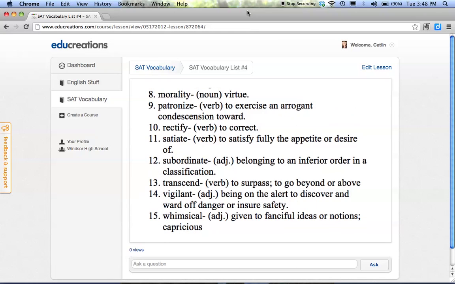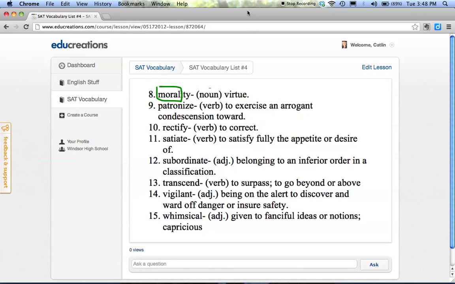Number 8 is morality, and a person's morality is their virtue. Think of virtue, values, think of a person's morals, okay? So morality being your moral compass, what you know to be right, so it's your virtues.